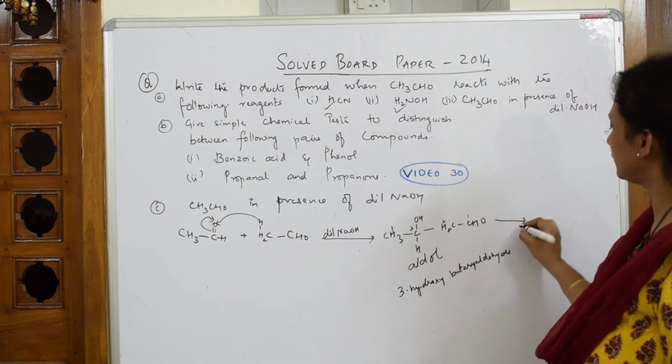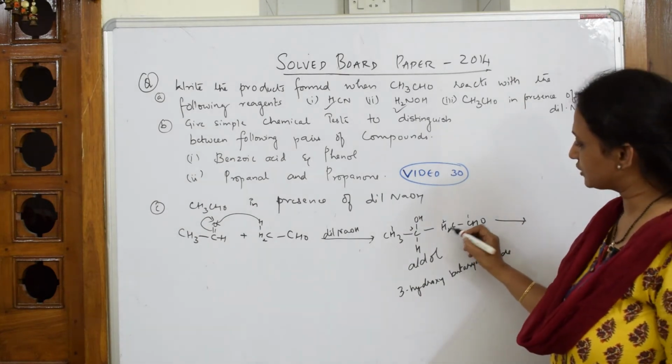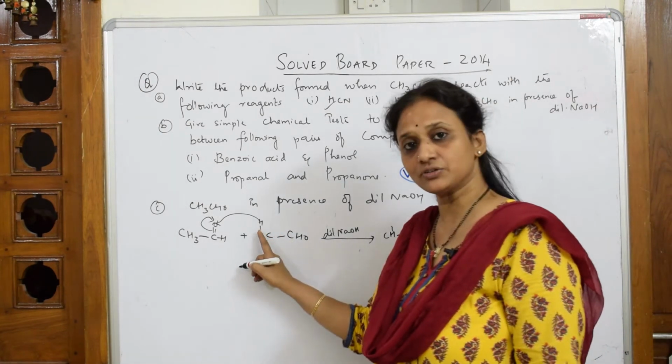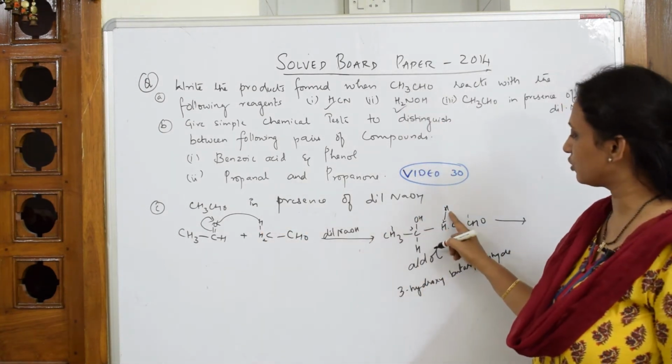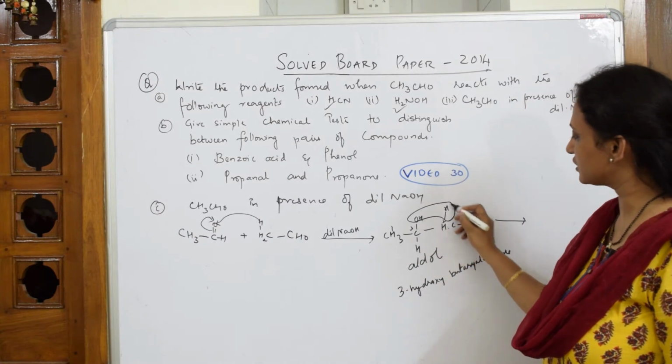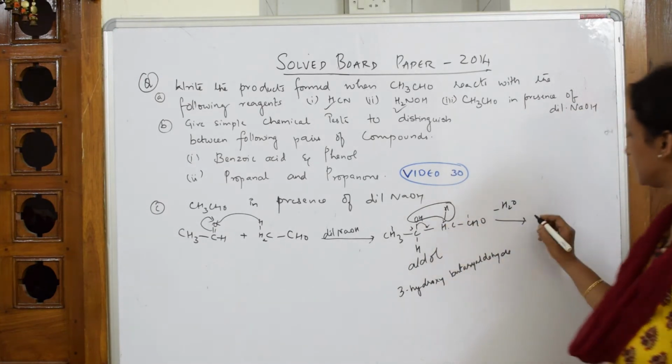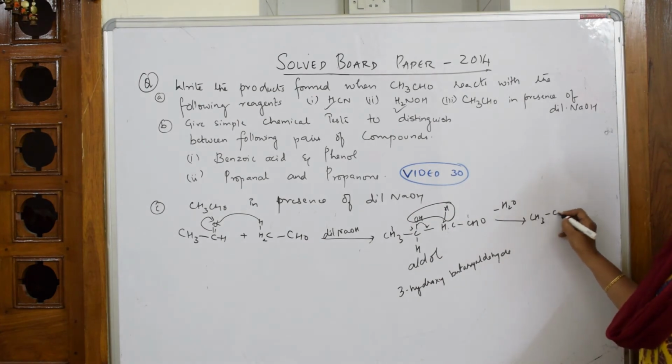3-hydroxybutyraldehyde. Now further, what do? When you heat this, observe again: the first time I shifted one hydrogen, the second time also I'm going to shift one more hydrogen from this, elimination with this bond. So you get minus H2O, and the bond which is here drops in here. So what do you get? CH3, CH, double bond, CH and CHO.